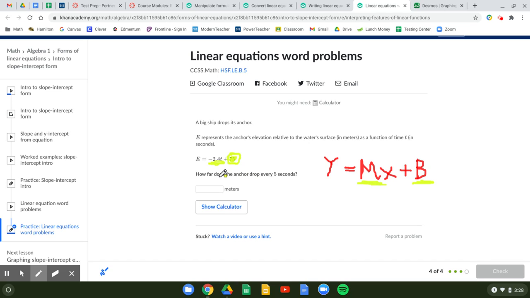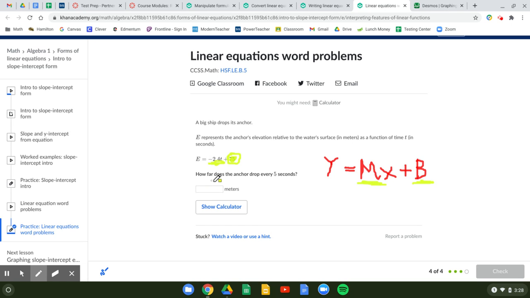So whenever the problem asks how far something changes, if it's not asking about where it starts, then you're going to be using this number here to look at how far something is moving. We also want to be careful about whether it asks how high the anchor is after 5 seconds or how far it's moved after 5 seconds. If it was how high up is the anchor after 5 seconds, I would just plug 5 in for t, because t is time, and do some number crunching.